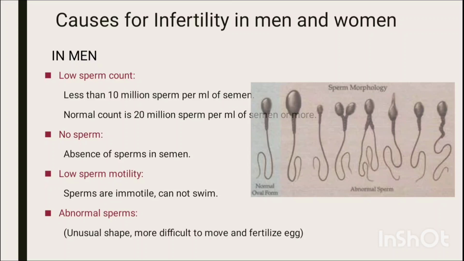Low sperm motility, that is sperms are immotile and cannot swim. Abnormal sperms have an unusual shape and are more difficult to move and fertilize the egg. In this picture, on the left hand side there is a diagram of a normal sperm, whereas the 5 to 6 diagrams on the right hand side are images of abnormal sperms, which can be a cause of infertility in men.